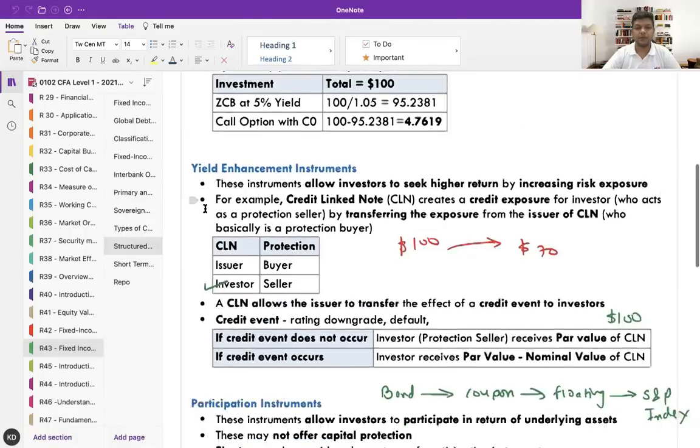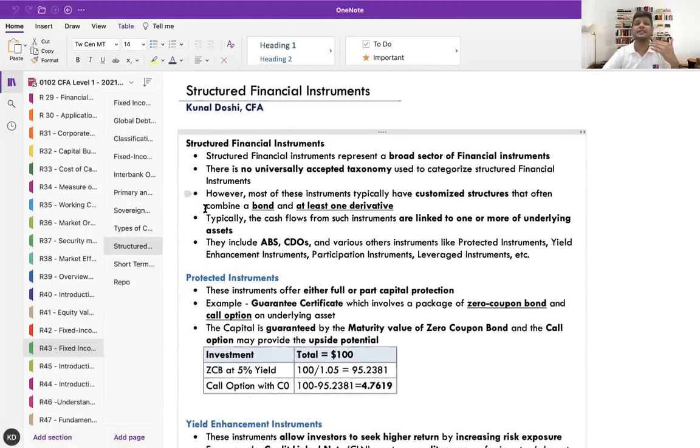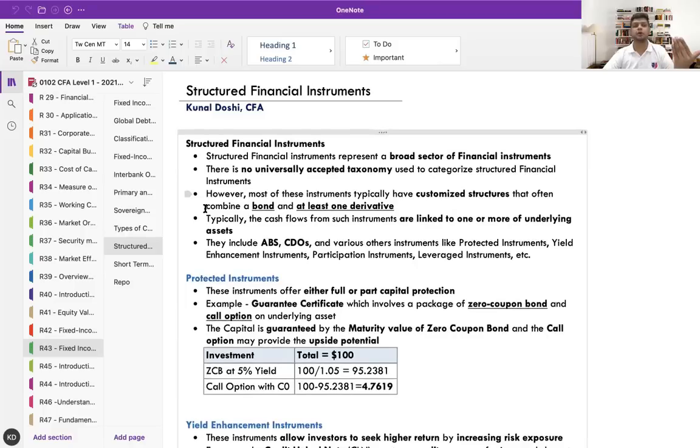Okay. So these are different types of instruments. These are different types of investment options, which are unique and different from a typical instrument. That's why they are called structured products. Clear?